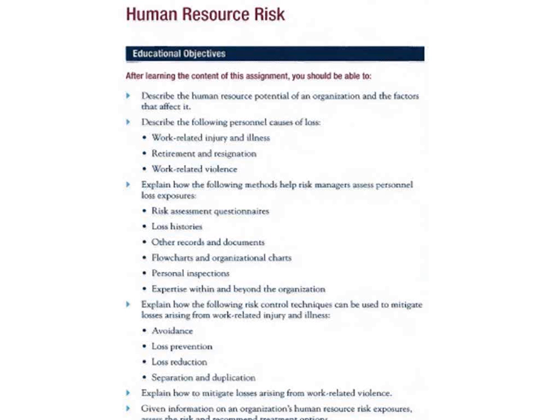All right, so Chapter 8, Human Resource Risk. You'll find this will actually go fairly quickly. Part of the objectives: describe the human resource potential of an organization and the factors that affect it. Describe the following personnel causes of loss. Work-related injuries and illness, which I think most people are aware of, and we want to make sure people are safe at work. Retirement and resignation can be a risk from a human resource standpoint. And finally, work-related violence is also increasingly recognized as a human resource risk.